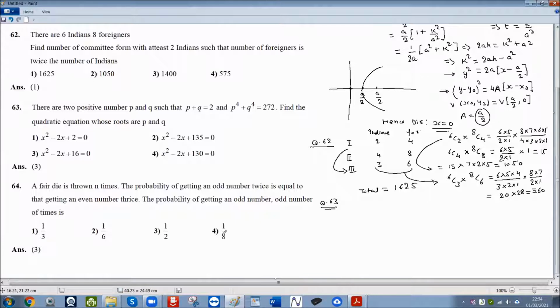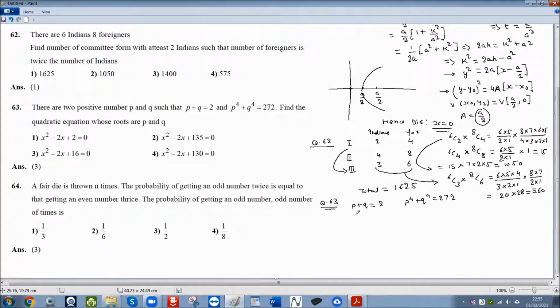For question number 63, we are given two positive numbers whose sum is 2, and another relationship is available. We have to determine quadratic equation whose roots are given as P and Q. So for that we should try to determine product of P and Q.